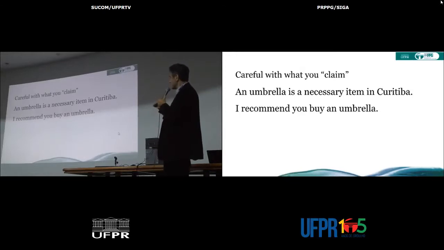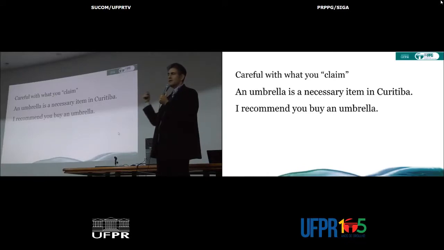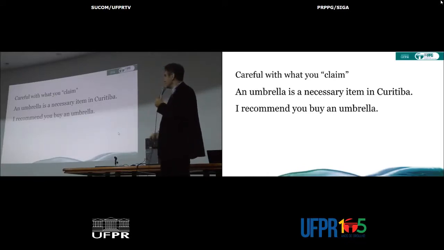So here, for example, look at these 2 assertions, these 2 claims. The first claim: an umbrella is a necessary item in Curitiba. I recommend you buy an umbrella. Okay, if I'm talking to you, that's fine, nothing strange about that. But if you're writing a journal article, where's the problem? The problem is in the first sentence. You're making a claim without any evidence for it, or not backing it up or explaining what you mean.